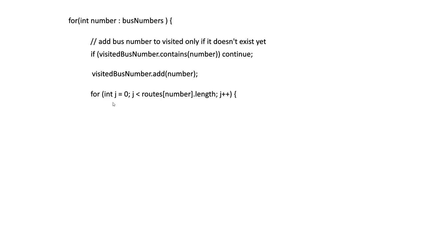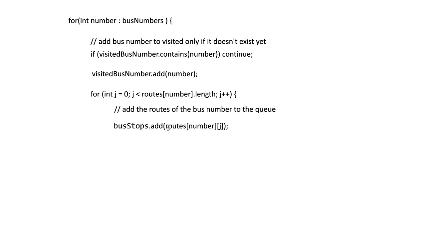All right, so now, after we add it, we've got to get the routes of that bus. So j, routes of bus number 0, length, j plus plus. So we add the routes to the queue. Bus stops add routes number j. And that will add all the routes. And that closes that out. We're just closing out a bunch of stuff here.